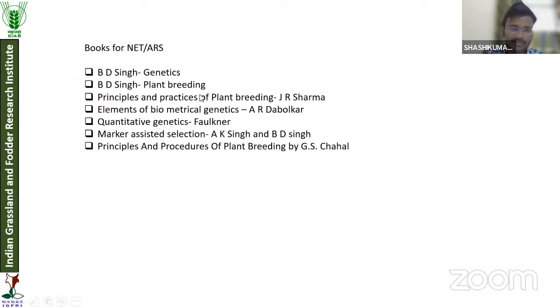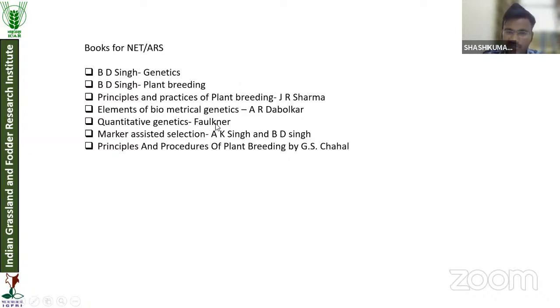So the best book for me is J.R. Sharma, The Principles and Practices of Plant Breeding. J.R. Sharma is a very beautiful book, where you will get the breeding concept from a different point of view than BD Singh. So then go for BD Singh, plant breeding. These two books are very nice, especially for plant breeding. For genetics, there is the BD Singh book. For quantitative genetics, there are two books, one Dabholkar and Falconer.